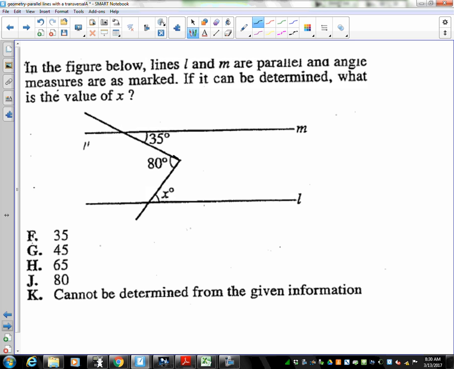Let's take our transversals and extend them here, and that's going to help me use triangles along with my parallel lines. So I'm looking for, obviously, this angle. Let's fill in some other angles quickly here. I'm going to notice that this 35 and this angle, I can use those. Those would be alternate interior.